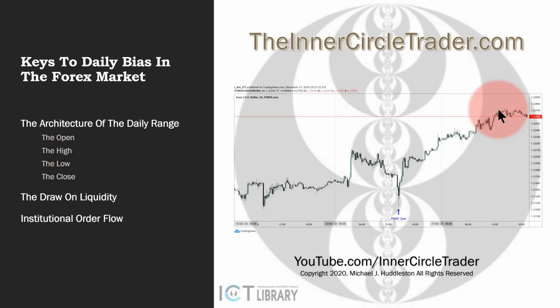The only way you're going to learn how to trust daily bias and know when it's favorable is by understanding the economic calendar, market structure, and understanding institutional order flow. The institutional order flow is the last thing in this list, but this right here is assuming that you know what this is, the draw on liquidity. And that's assuming you know how to find a high when you're bullish, and knowing that you're going to be buying at or just below the opening price or near it in New York. And that's going to give you the architecture of the daily range that you can trust.